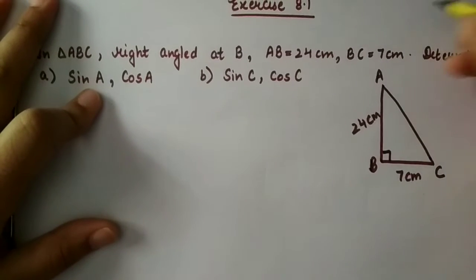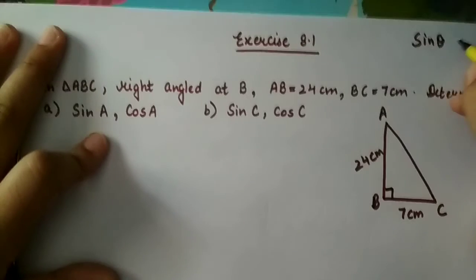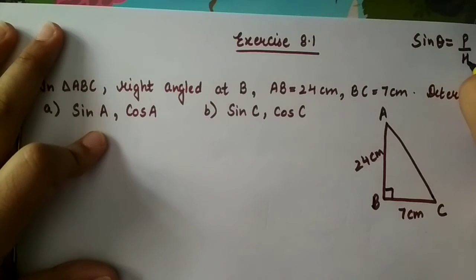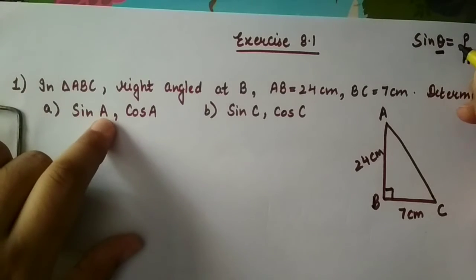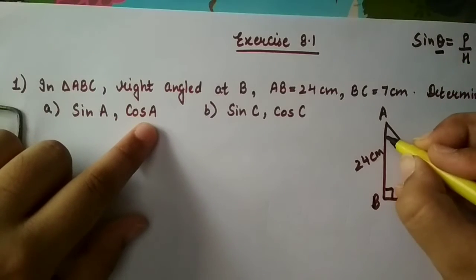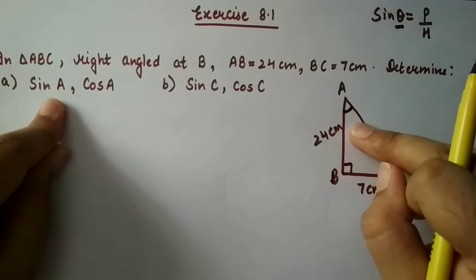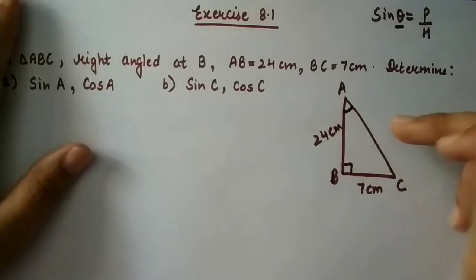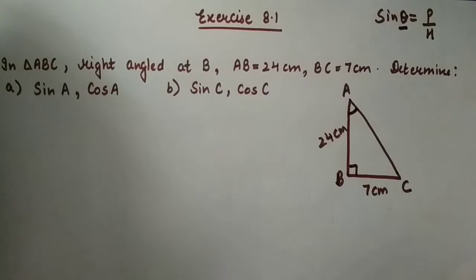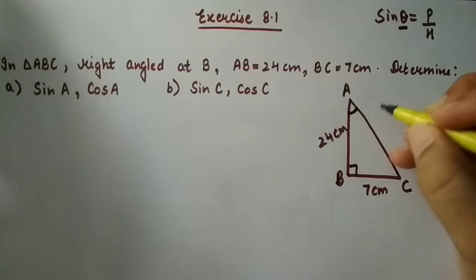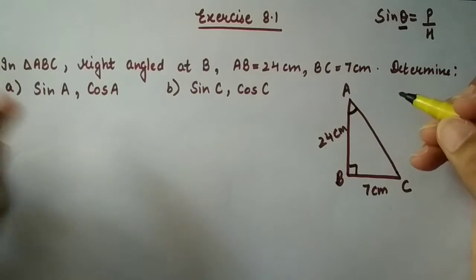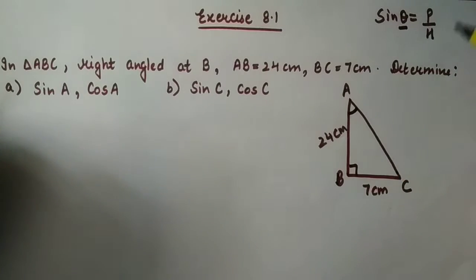It means we learned that sin theta is perpendicular upon hypotenuse. So here theta is A. Okay, so let this be theta. We will mention it as A only here because it is given. So we have to find sin of A. Now first of all, in these type of questions, you have to recognize which side of the triangle is hypotenuse, which side is base, and which side is perpendicular. So this is angle A. So sin A is perpendicular upon hypotenuse.